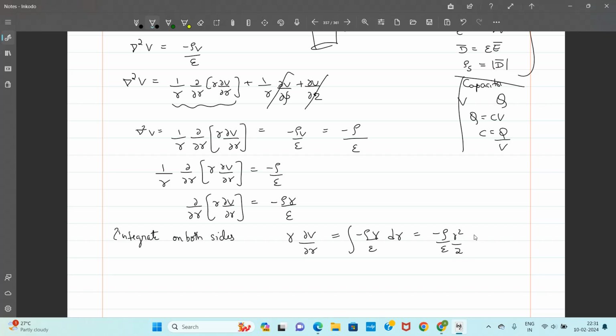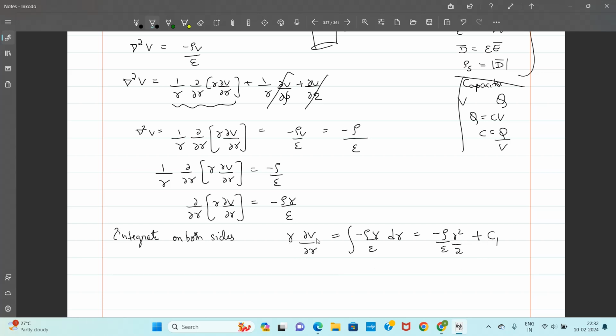And remember, whenever you're integrating in this particular chapter, if you're doing integration of Poisson's or Laplace equation, you need to include the integration constant. This is compulsory here. Whenever you're solving problems in Laplace or Poisson's equation in this chapter, you have to include the integration constant, that is C1 here. Every time you do integration, a constant should be added along with that.